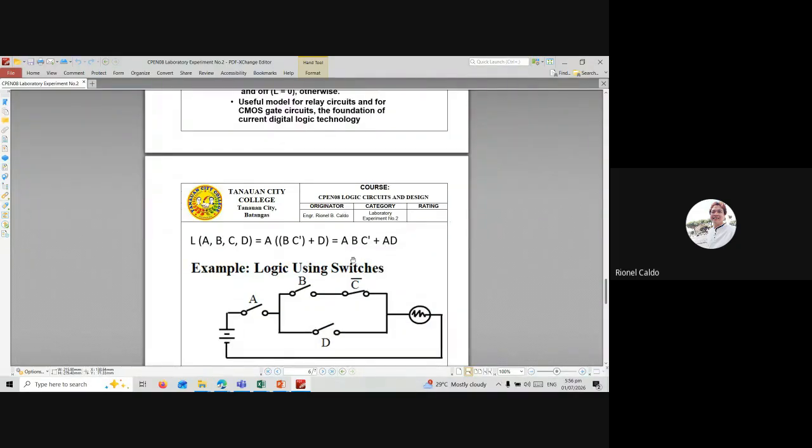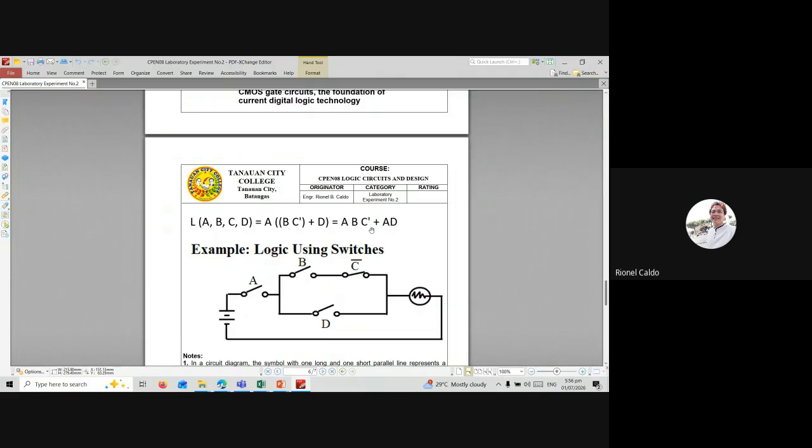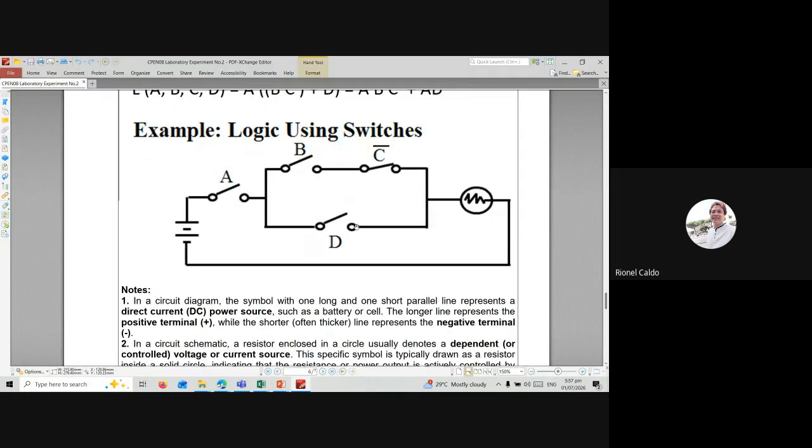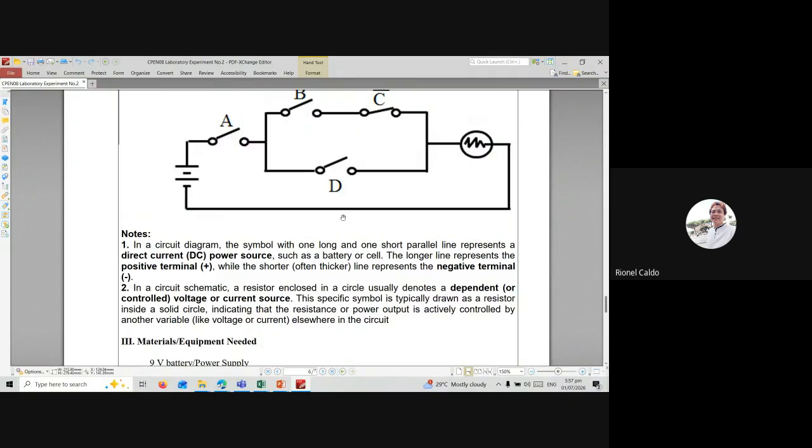Or you can further factor out A there, di ba? To give us BC naught plus D. Yan. Ito rin yung in-explain ko kanina. And then, naglagay lang din ako dito ng notes para hindi tayo malito.